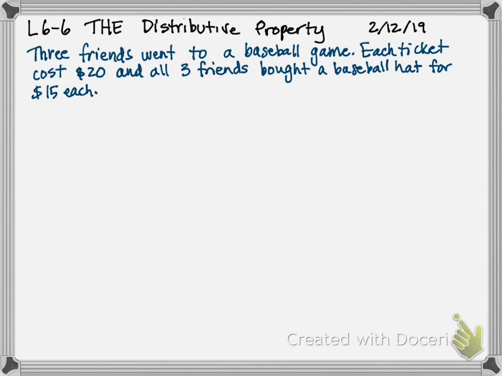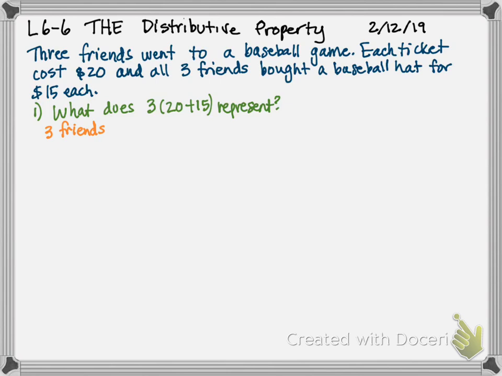So first off, what does 3 times the quantity 20 plus 15 represent? So from the problem, what do those 3 numbers represent? First off, let's think about the 3. Well, it says there were 3 friends. Okay, so that's what the 3 represents.